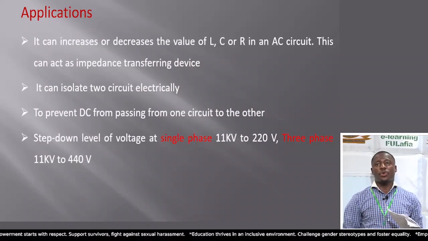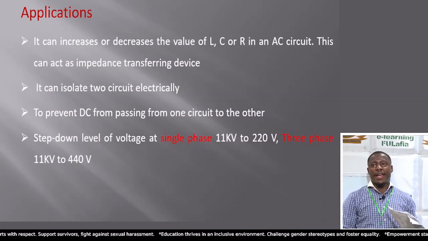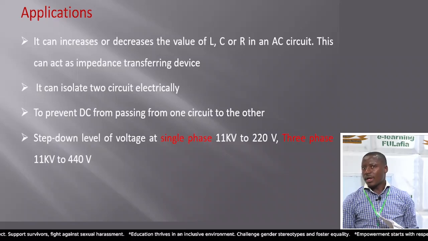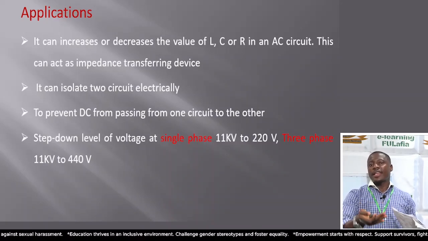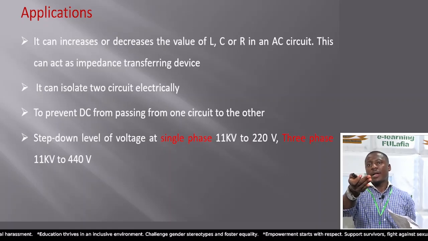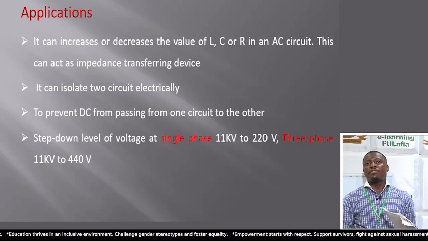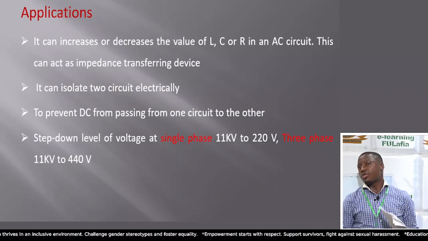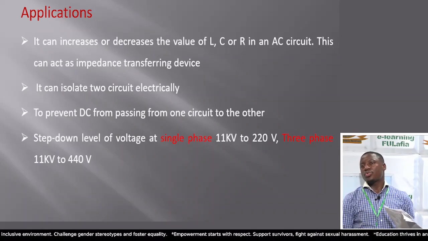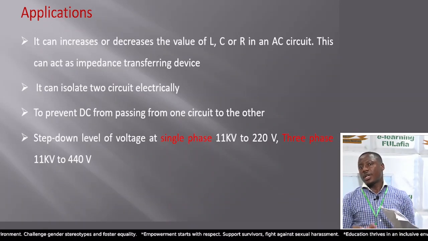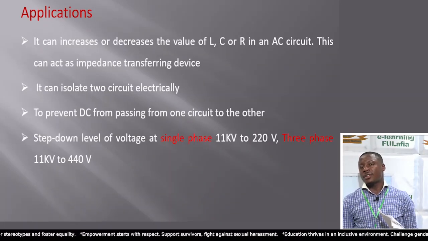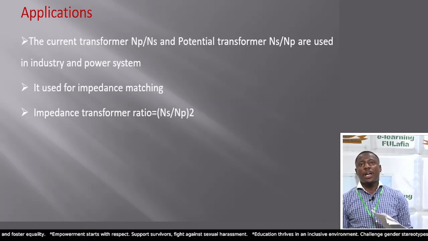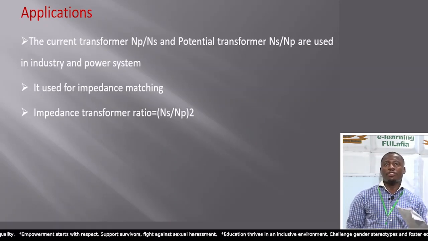Other applications that we can use a transformer for, like I earlier stated, in an AC circuit: one, to isolate circuits electrically, and then again, a step-down transformer can be given in a single phase to be what? 11 kilovolts down to what? 220 volts. If it's a three-phase, it can also be from 11 kilovolts down to what? 440 volts. These are all applications of a transformer.